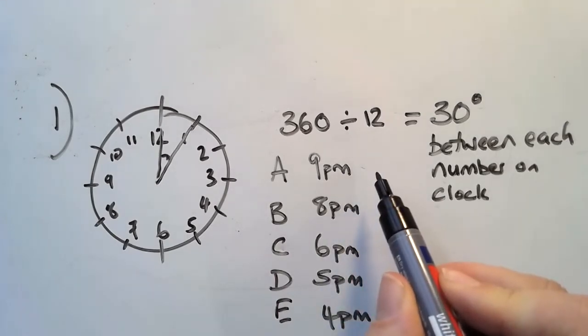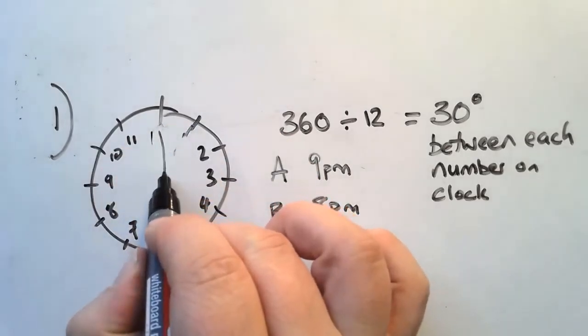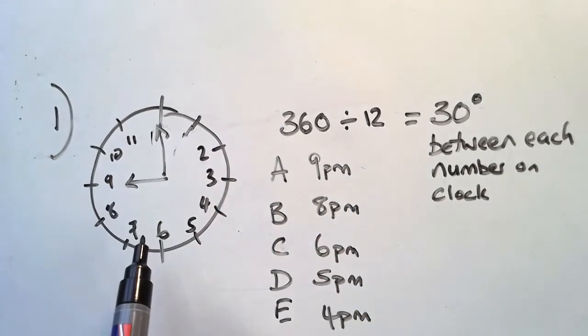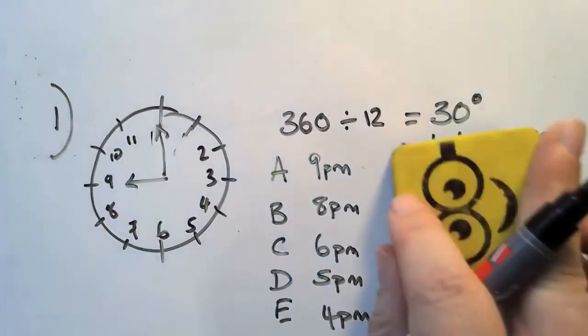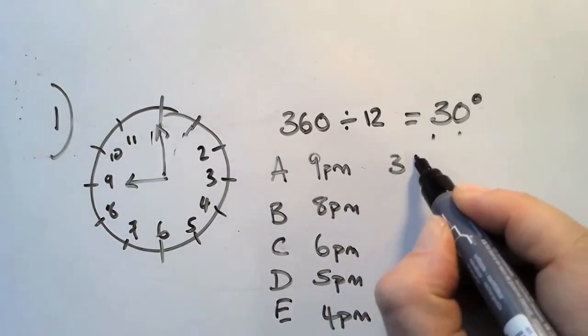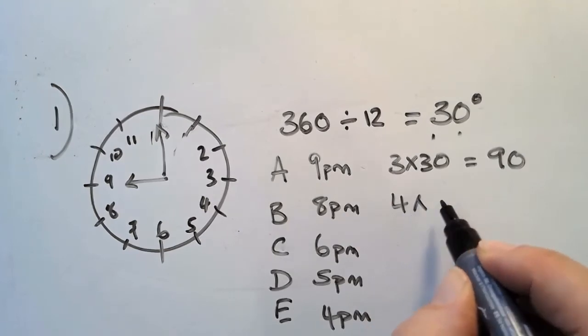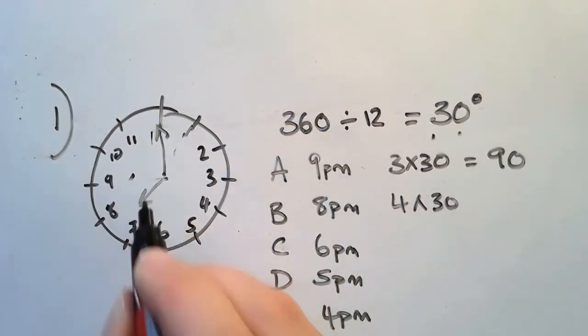So between the hands on 9 p.m, what we're looking at is the hand up here and the hand here. So big hand here, small hand here. There are 3 sections. So what I do is I would say 3 multiplied by 30. I'll show you that again. 8 would be here.